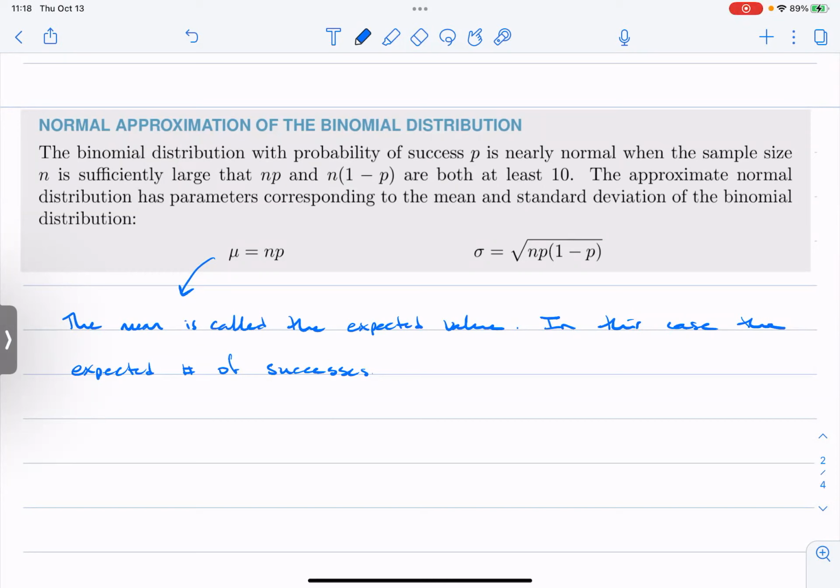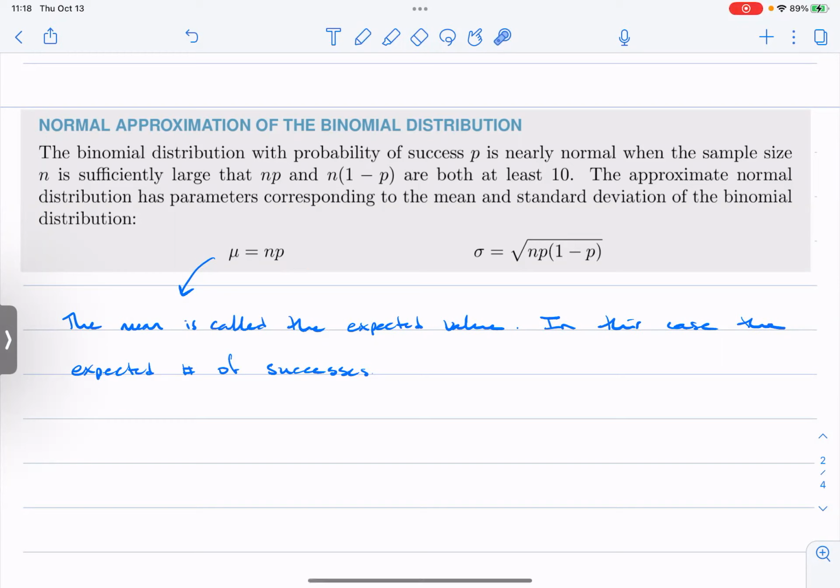So if I tell you that the probability of success is 0.2 and I do 10 trials, how many successes are you expecting? You would expect 2, right? Which is 10 times 0.2. So that's where it's coming from.